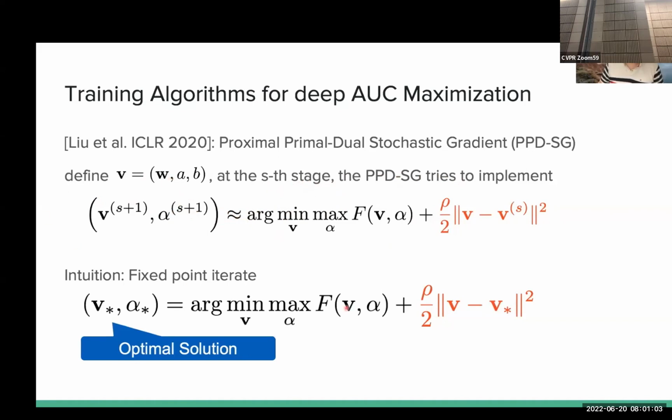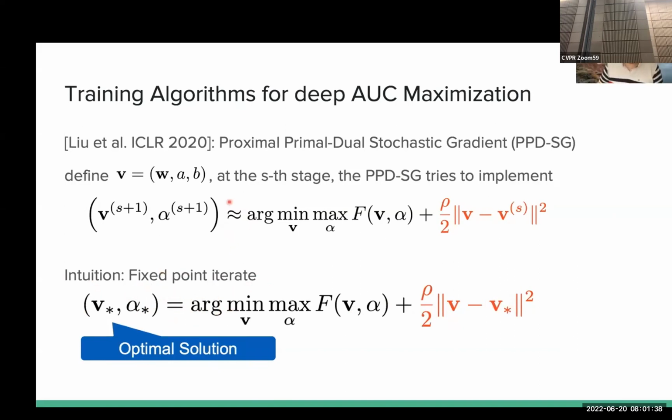Why does this kind of update make sense? The intuition comes from the so-called fixed point iteration. Let's say Vs is our solution, and Vs converges to V star, the optimal solution. Then if we can make this approximately equal become exactly equal, the update will not change the solution if we are good enough. So the algorithm is a so-called fixed point iteration. This is the intuition of the algorithm.